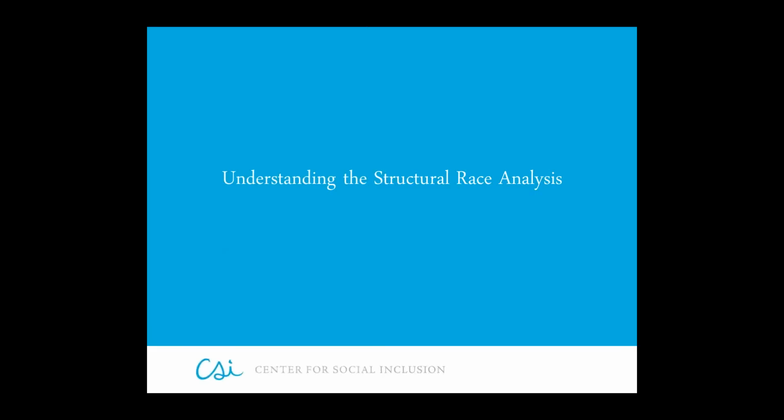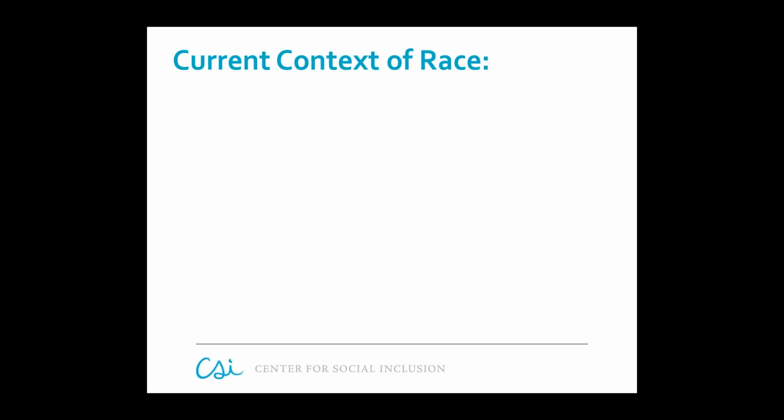So now that we've set forth some terminology and gotten on the same page about what we mean in terms of equity and what we talk about when we think about race, let's step into the structural race analysis, which is really the lens, a perspective or a way of seeing, that acknowledges race and racial inequity.